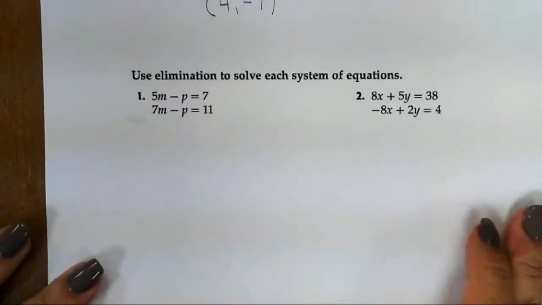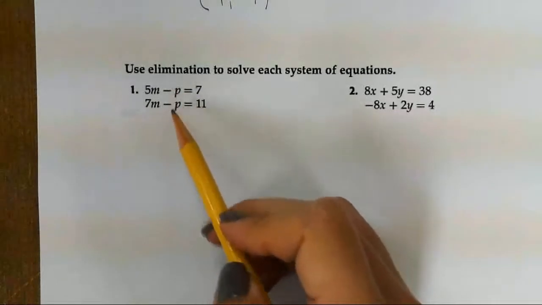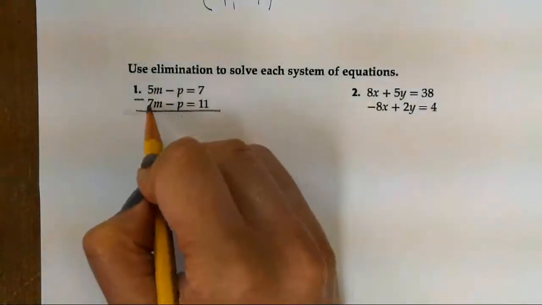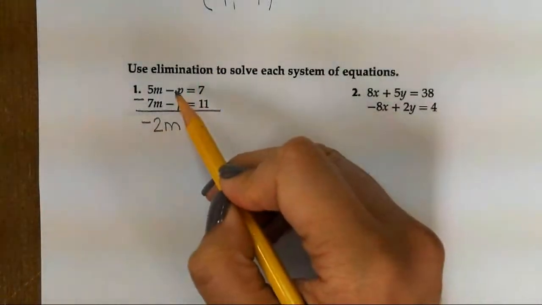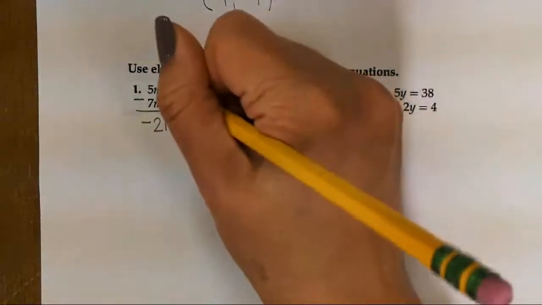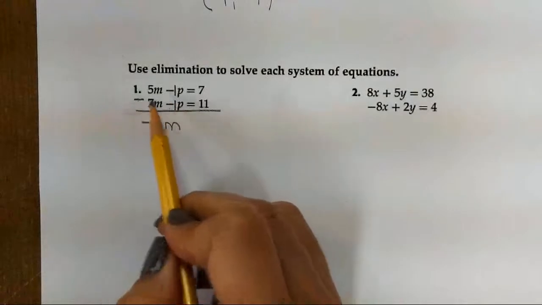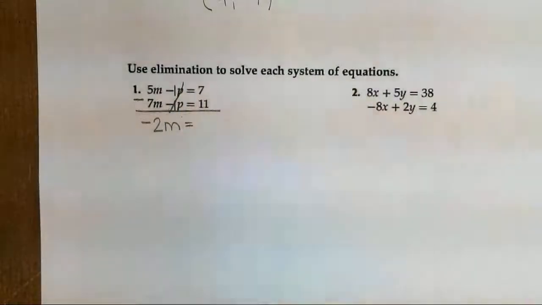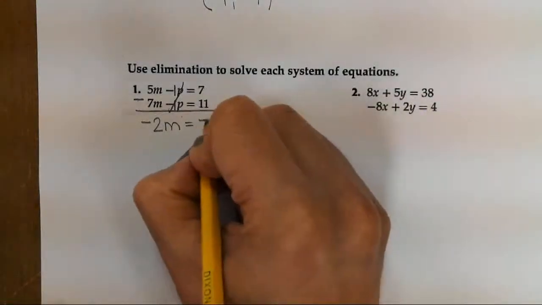Now next one over here, we're going to be doing the exact same thing. Here I have the same coefficient. They're both minus, so I'm going to subtract from top to bottom. So 5 minus 7 gives me negative 2m. Now I have a negative 1p. Remember, these are both like having an imaginary 1. So I have a negative 1 minus negative 1. That minus negative turns this positive now, so these cancel out. So now I have 7 minus 11, and that's going to give me a negative 4.